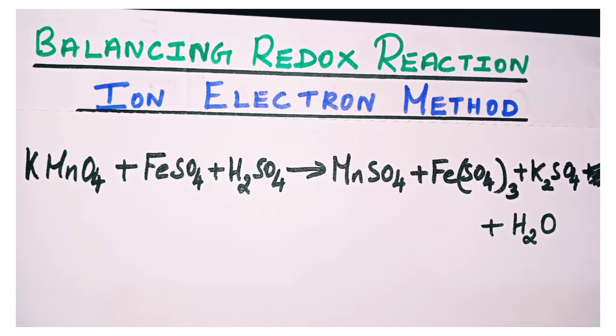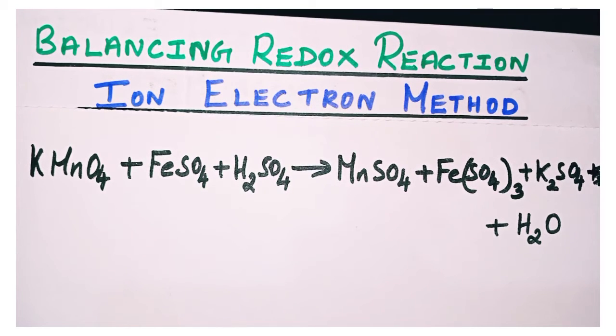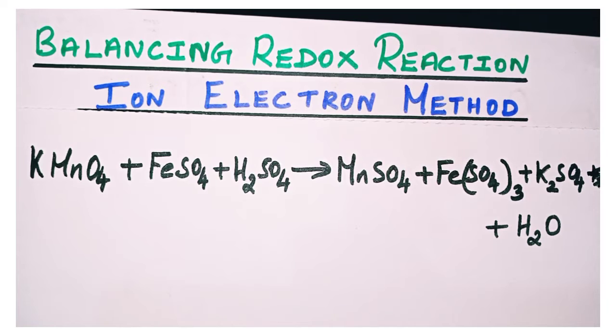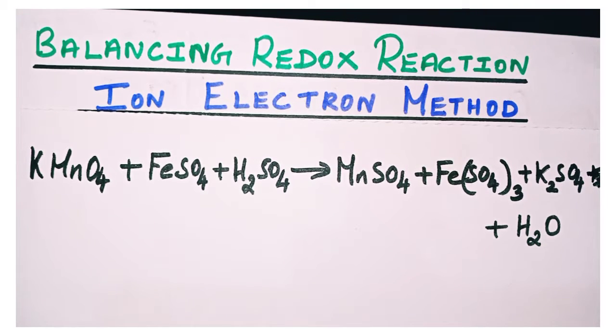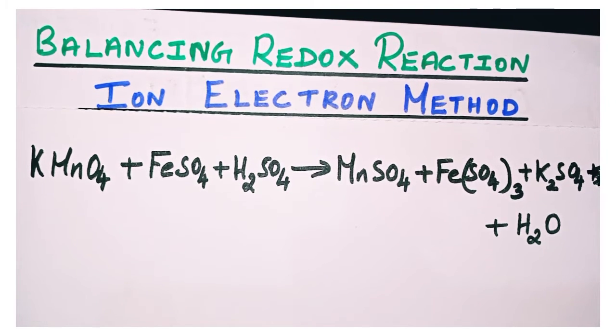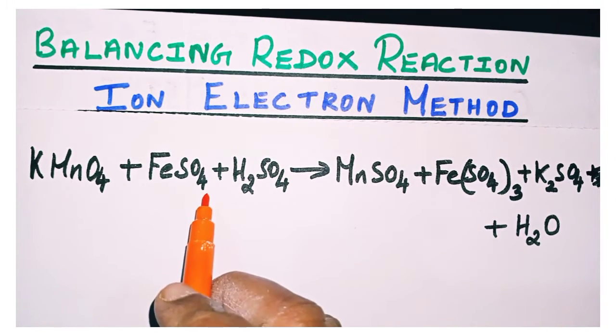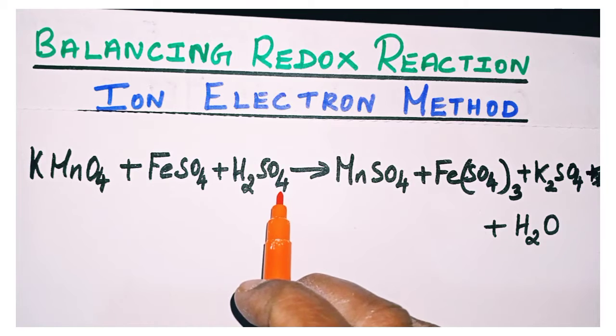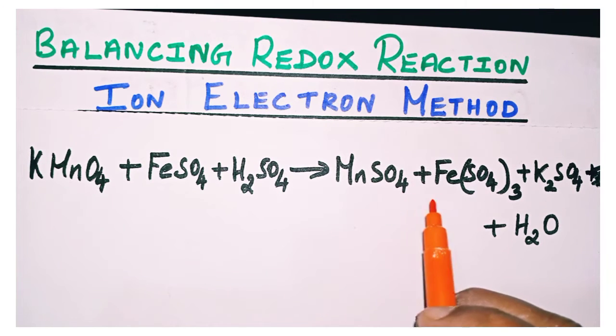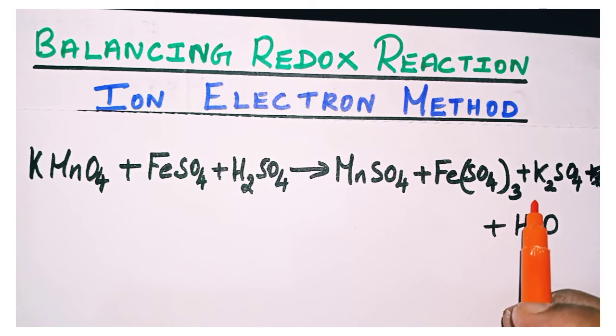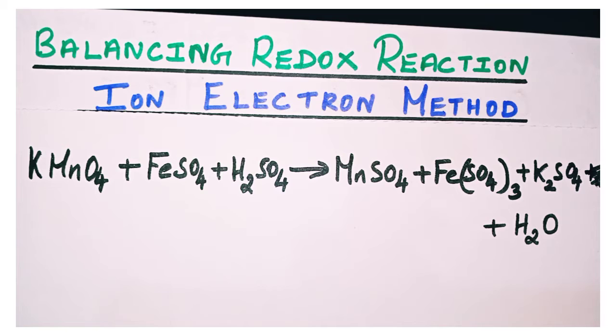Hello students, in this video let us try to balance a redox reaction by the ion electron method. The redox reaction is potassium permanganate plus FeSO4 plus H2SO4 gives MnSO4 plus Fe2(SO4)3 plus K2SO4 plus water. So this is the redox reaction.